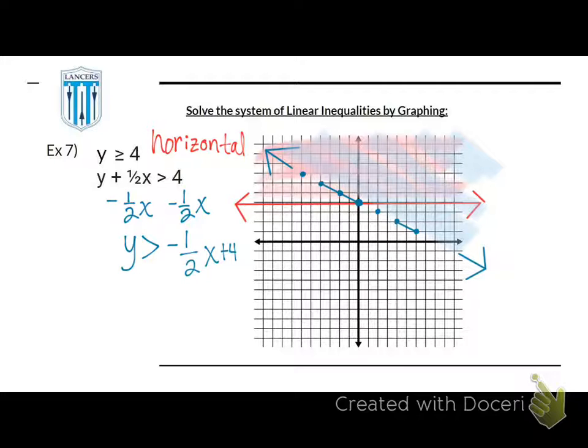Where, top, bottom, left, right, middle, do they overlap? Top right and a little bit into the left. So this trapezoid shape here. So that's where we should be shading it in darker.